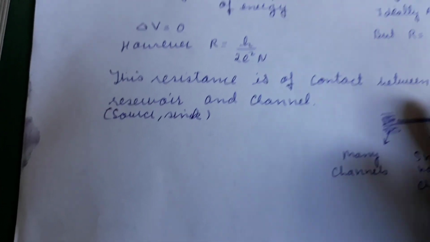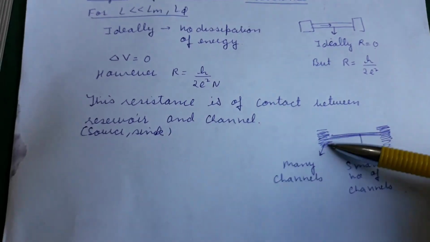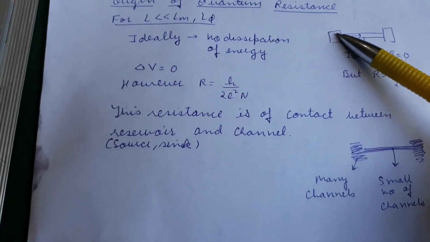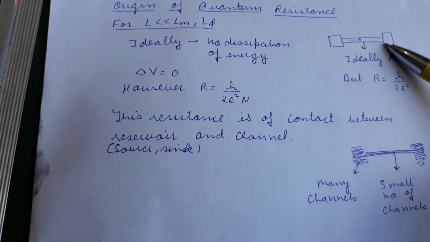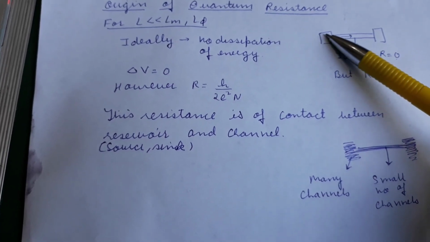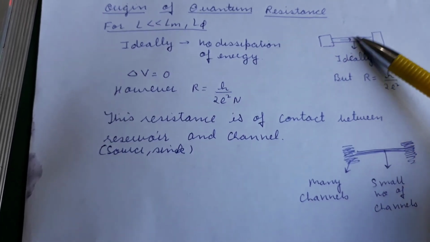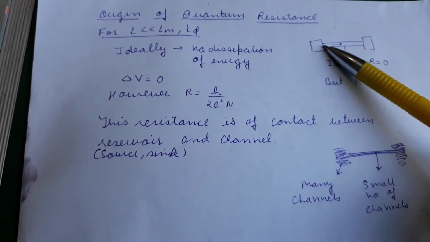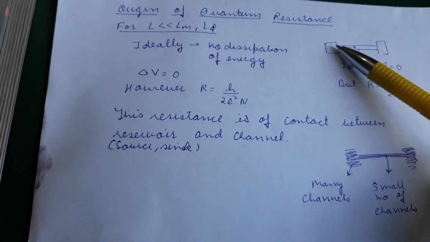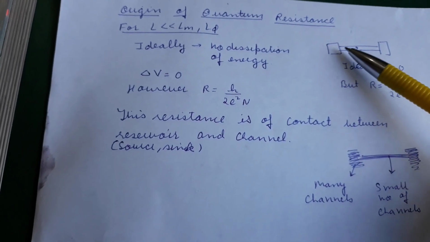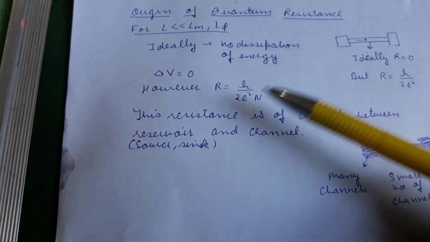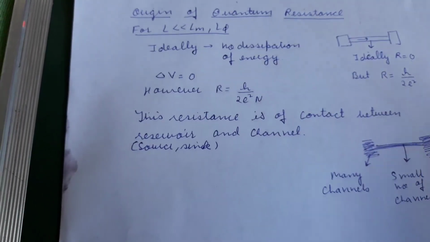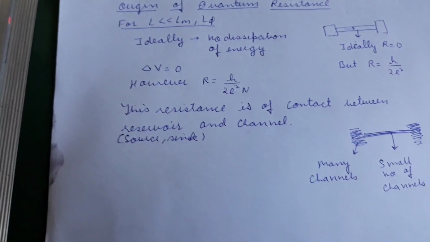This actual resistance is because of the contact resistance. We have discussed that there is a continuum of states in the reservoir, and when we go from an almost infinite number of states to a fewer number of states, there will be a lot of traffic. It will be very difficult for the electrons to flow from here to here. This contact resistance is what gives rise to this resistance, and dissipation of energy.